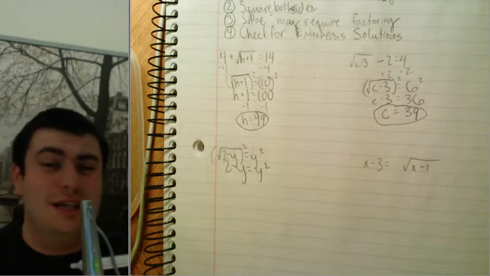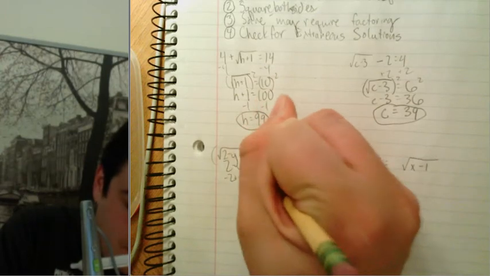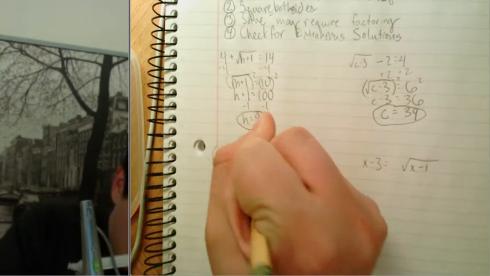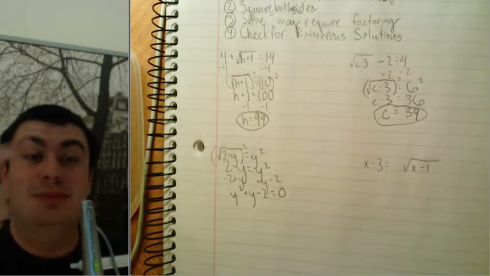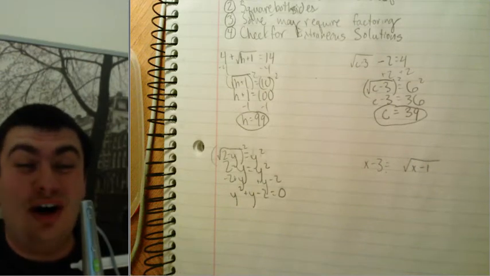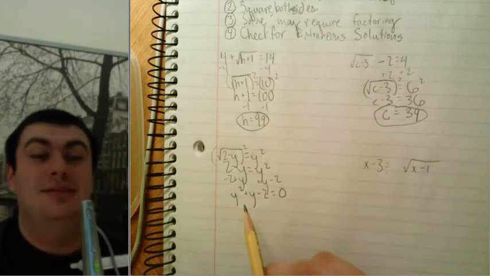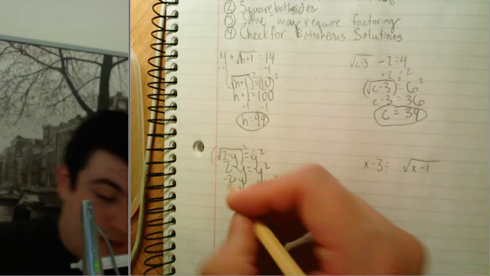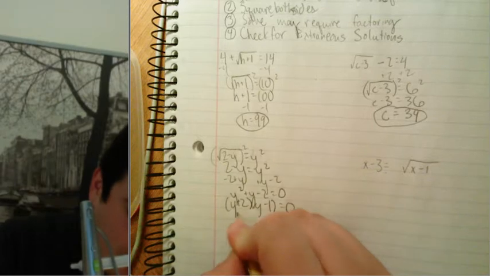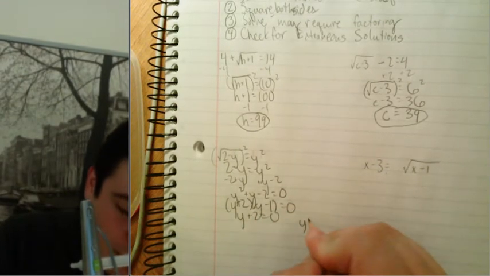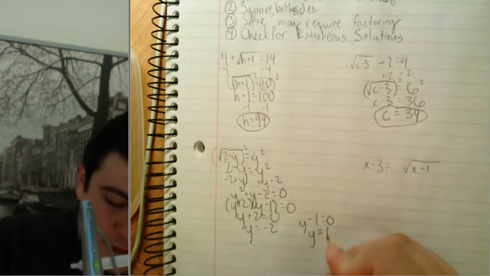I'm going to move everything to one side of the equation and set it equal to 0. So I'll add y and subtract 2 and get that y squared plus y minus 2 equals 0. I could use the quadratic formula, I could use completing the square, I could use factoring to solve for y. I'm going to use factoring because what multiplies to negative 2 that adds to a positive 1? Well, 2 and negative 1. So if I say that y plus 2 and y minus 1 equals 0, then y plus 2 equals 0, y minus 1 equals 0, so y equals negative 2, and y equals 1.